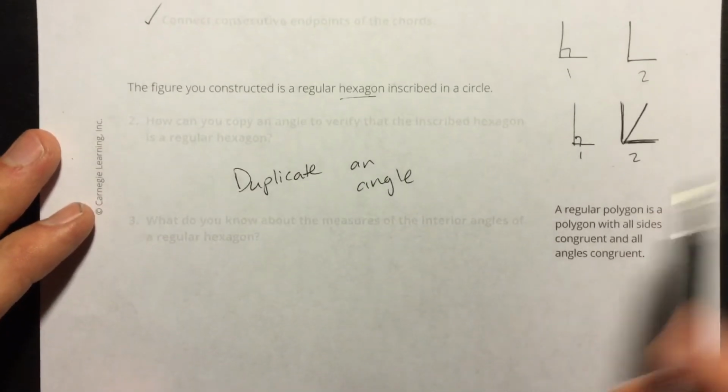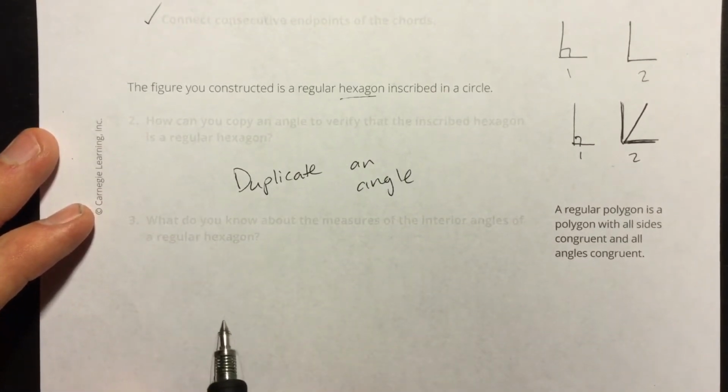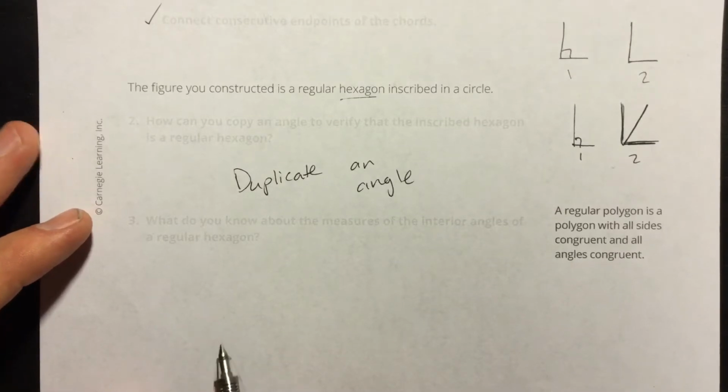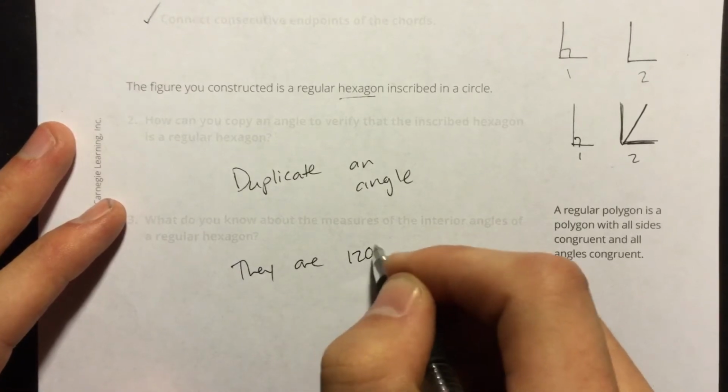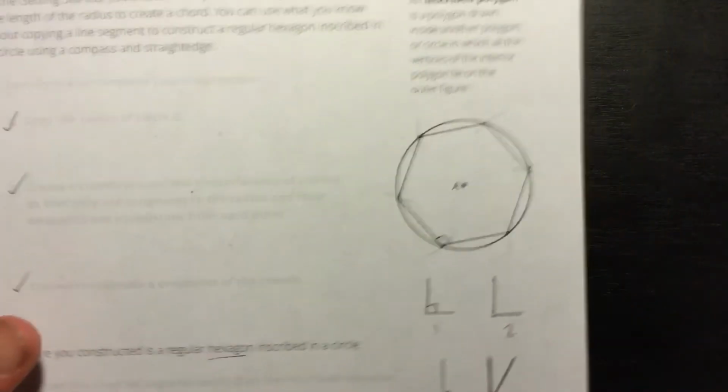Cool. So now, question 3. What do you know about the measure of the interior angles of a regular hexagon? So I kind of cheated a little bit, and I didn't realize that this was the next question when I said that, but they are all 120 degrees.